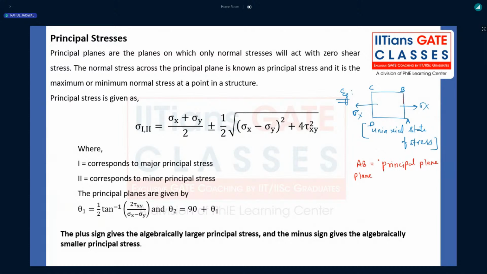Now, how to find that particular value? So we have the formulas. That is sigma 1 and 2. Note down the formula. Sigma x plus sigma y by 2 plus or minus half of under root of sigma x minus sigma y whole square plus 4 tau xy square. Right? This is the standard formula. This is one way. Remember, this is the first way of calculating the principal stresses, where sigma 1 corresponds to the major principal stress. We call that the maximum principal stress.